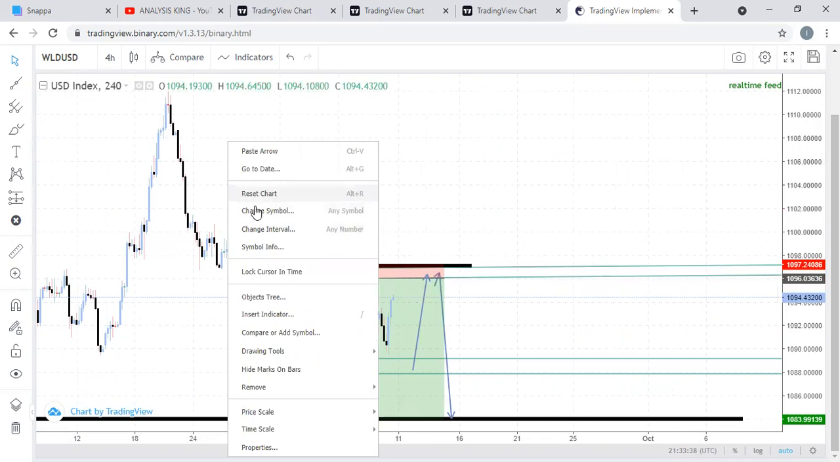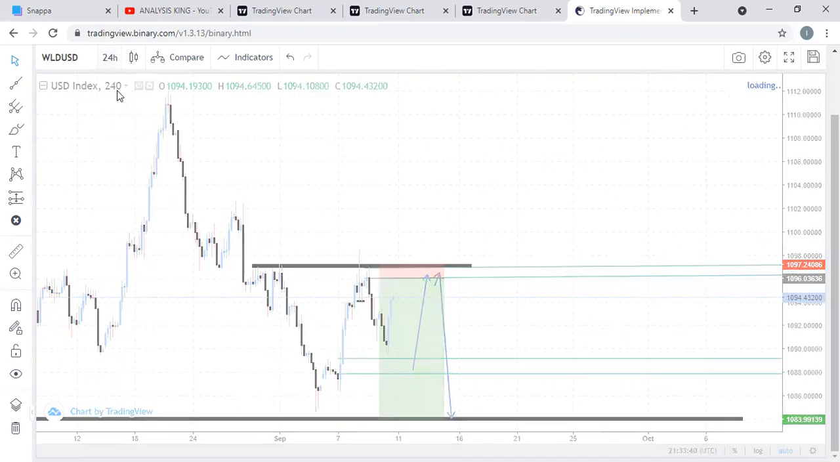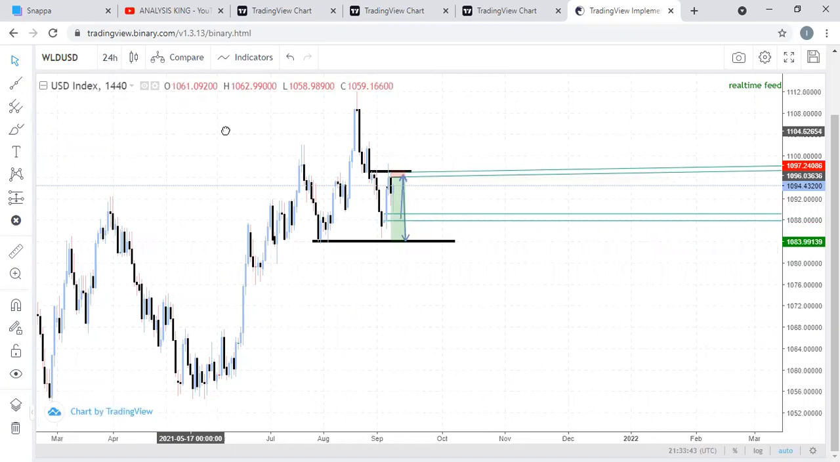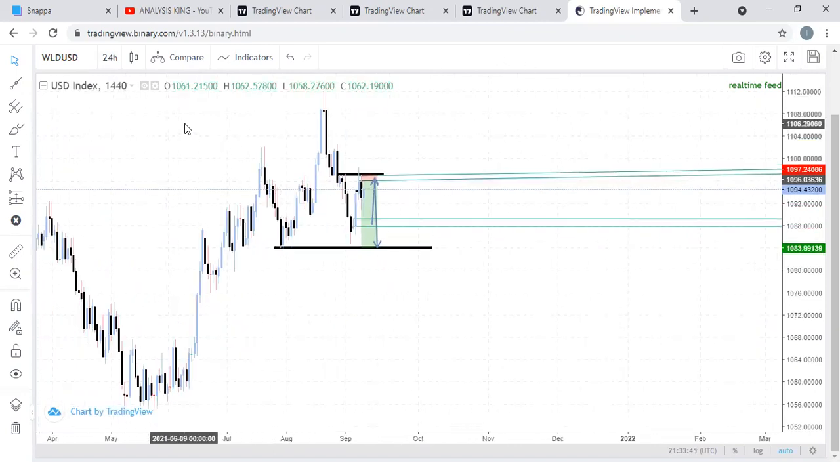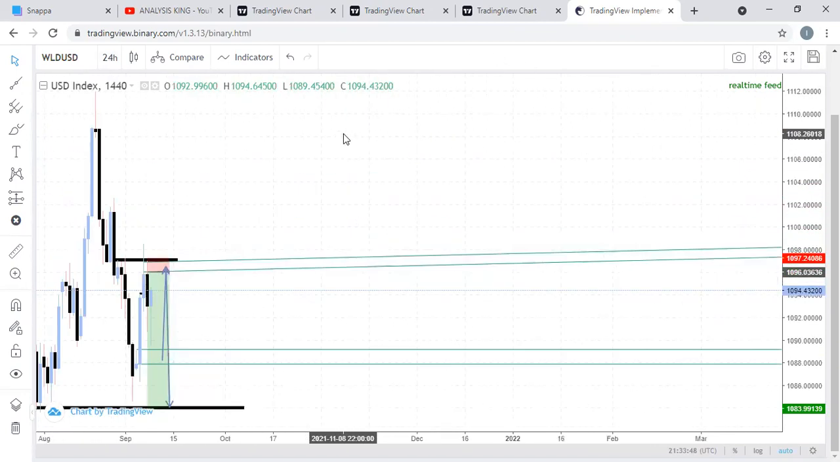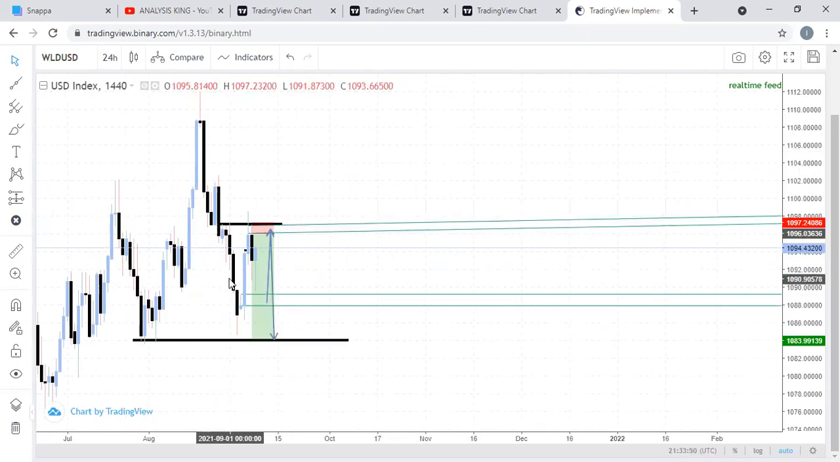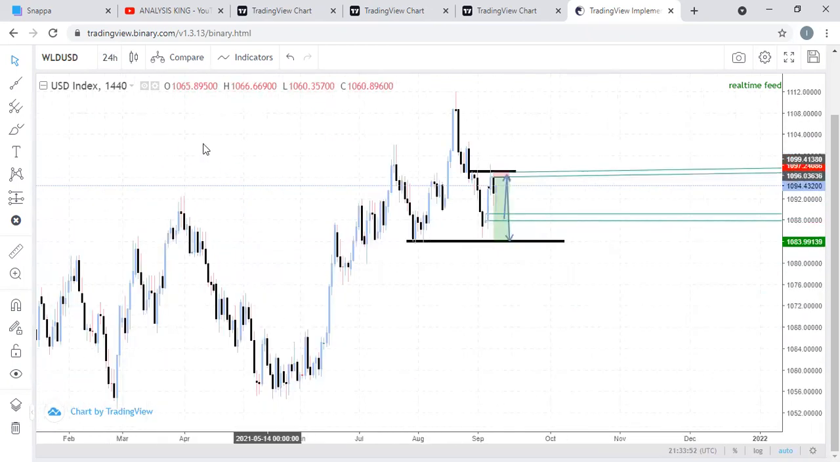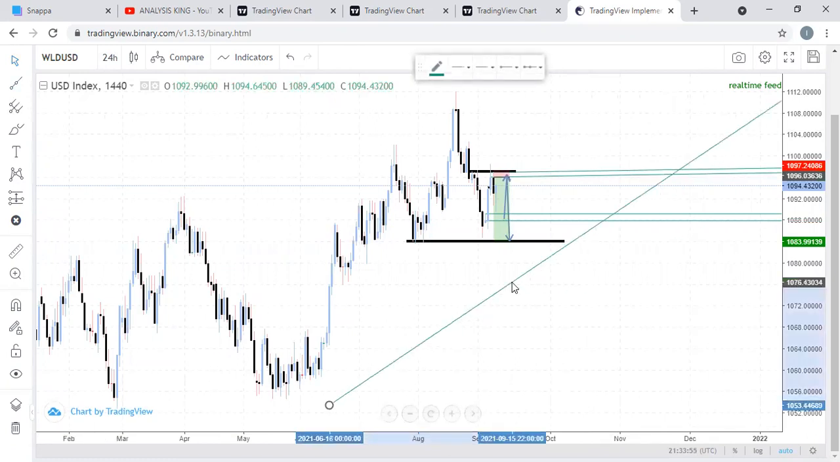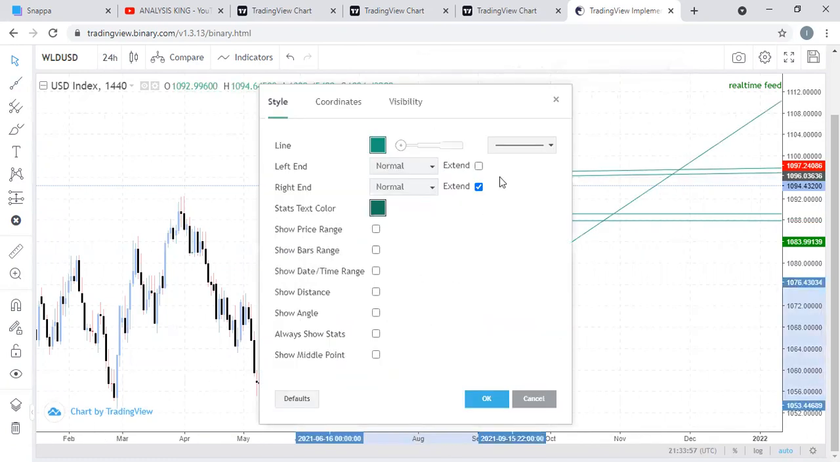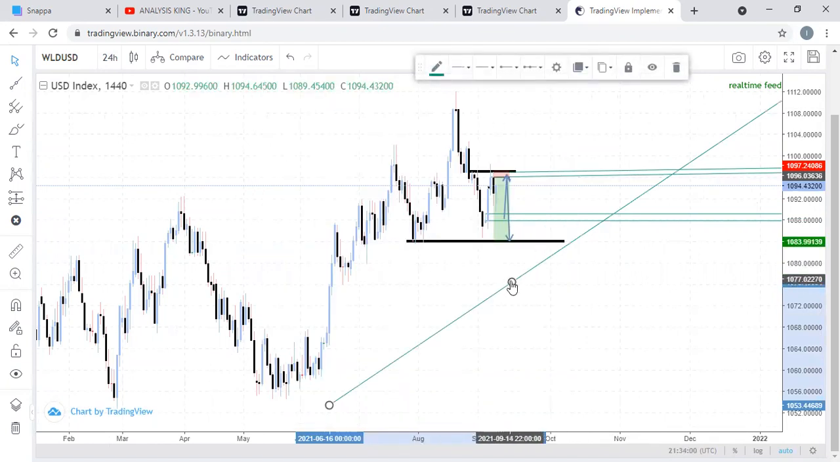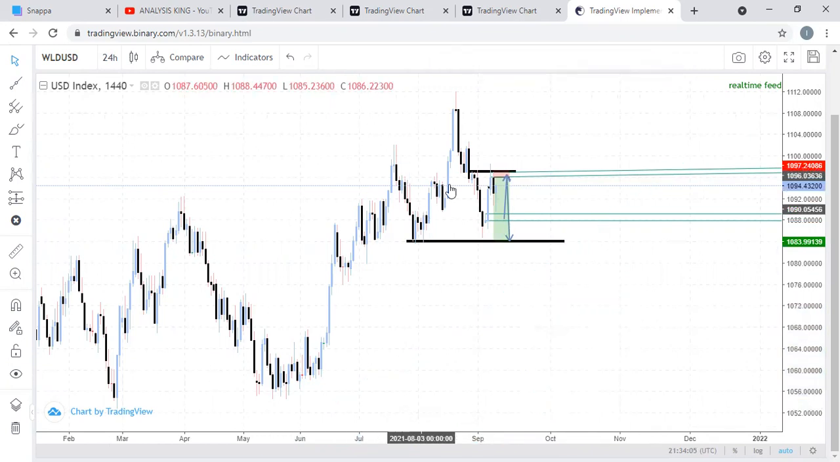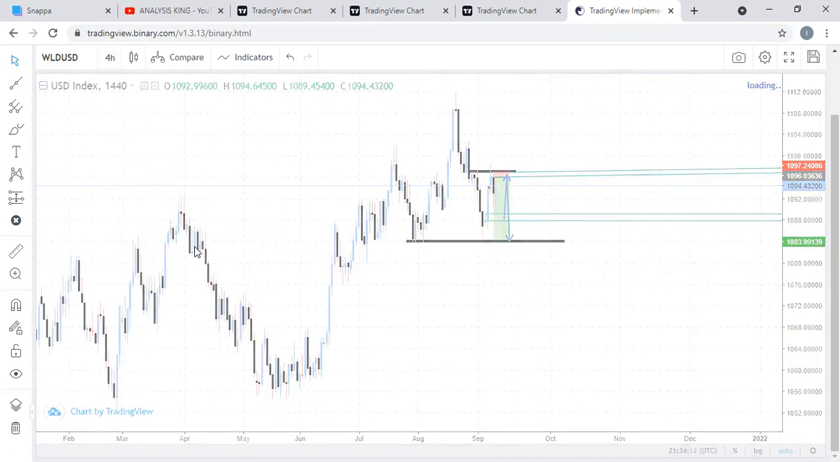But if you go to the daily on the dollar, you can see that price has been moving in an uptrend, which is very clear. So let's go to the 4 hour chart.